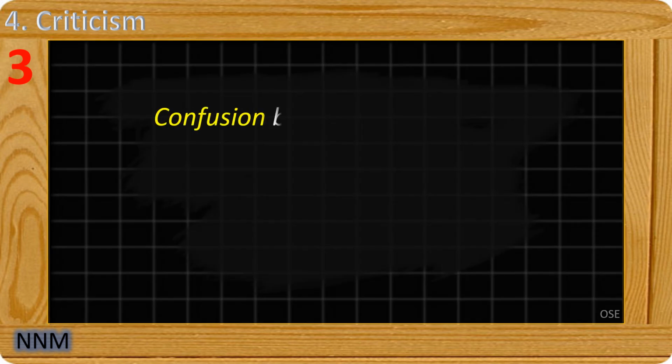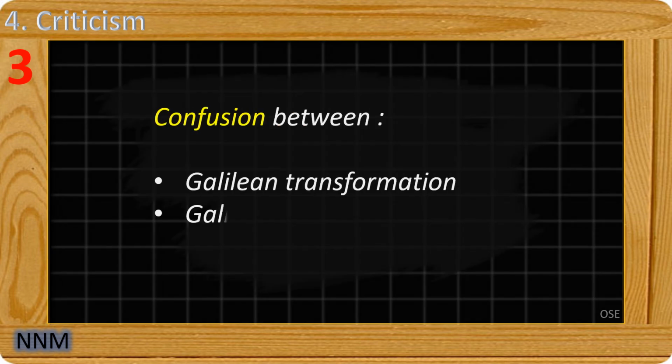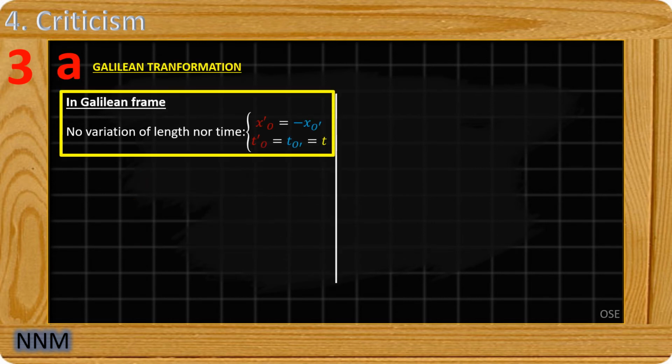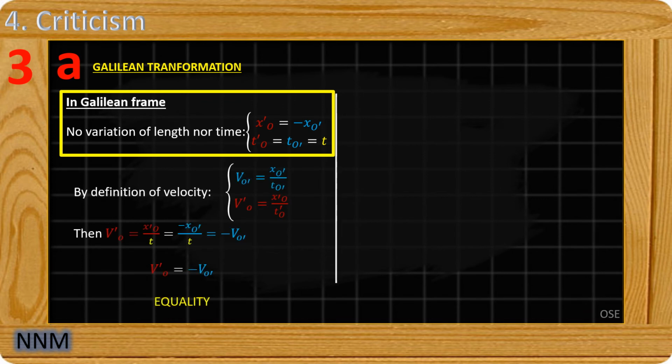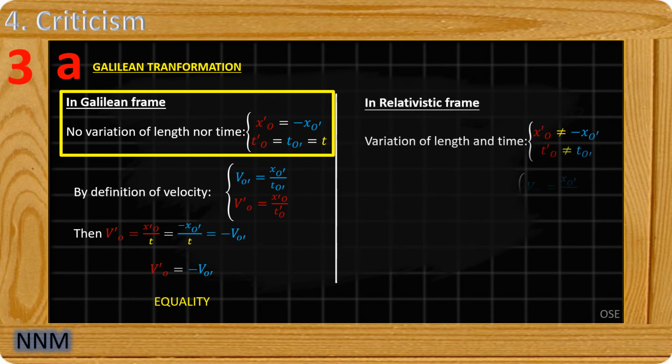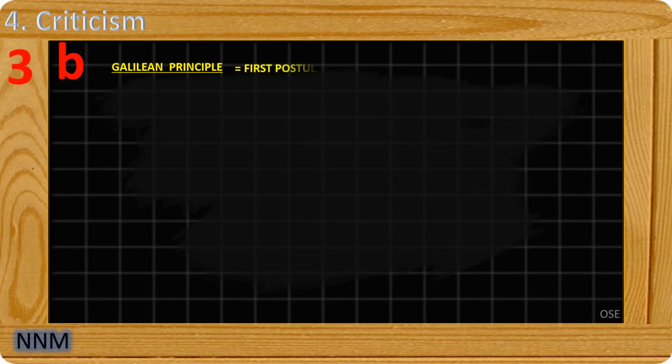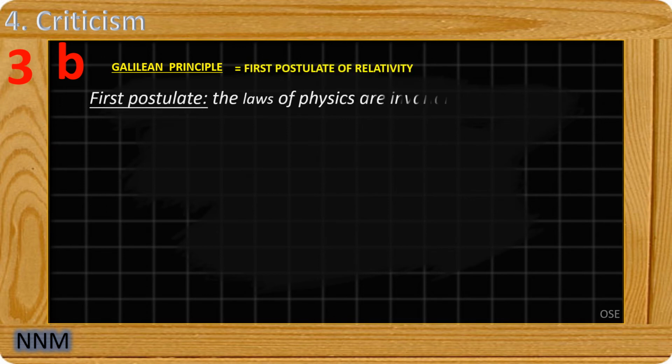Criticism. There is a confusion between Galilean transformation, Galilean principle, and Lorentz transformation. In a Galilean frame, you can establish that v prime equals minus v, because x prime is the opposite of x, and it is the same time t and t prime. In a relativistic reference frame, you cannot establish it because length and time are variable. The Galilean principle is the first postulate of the theory of relativity. It says that the laws of physics in all inertial frames of reference are the same.